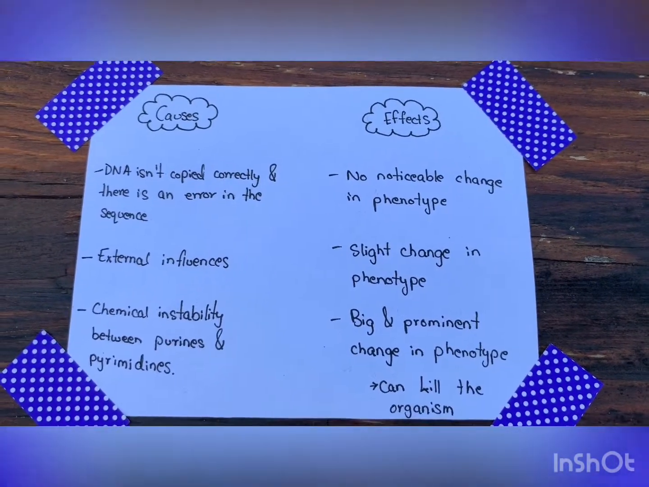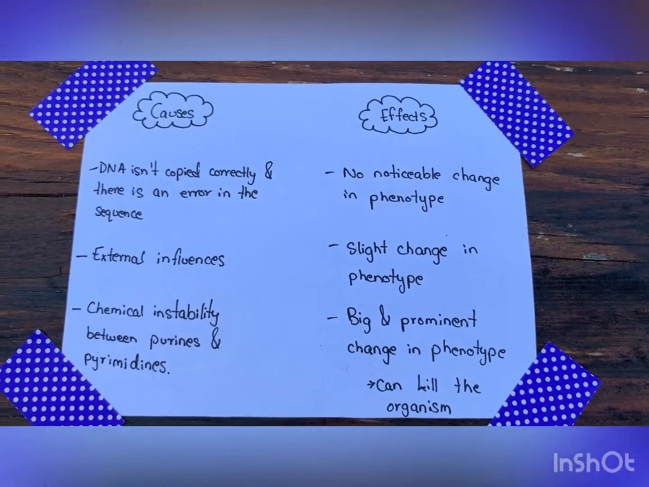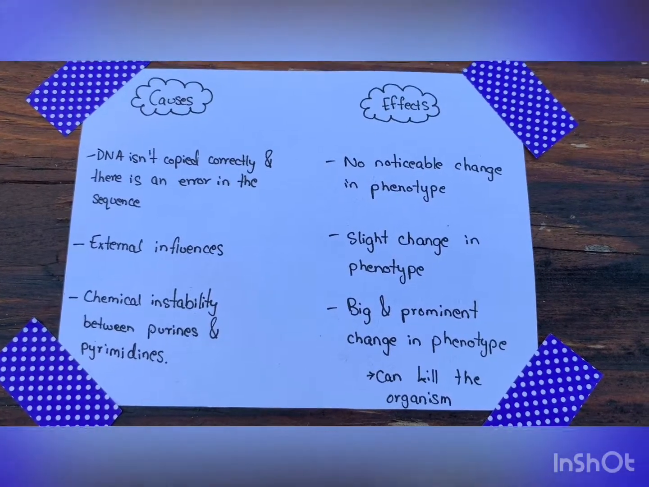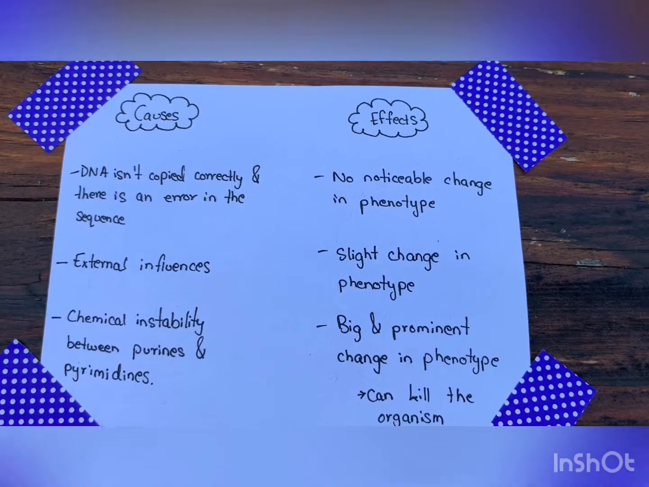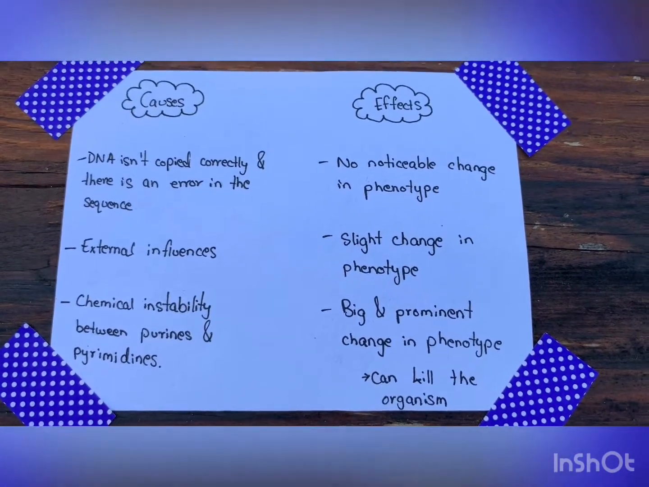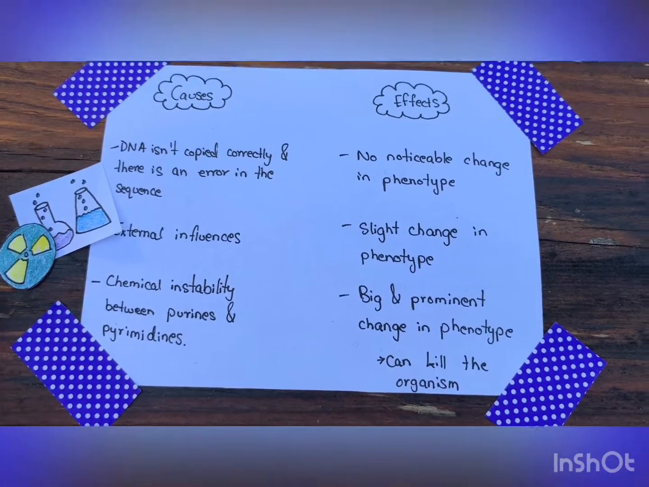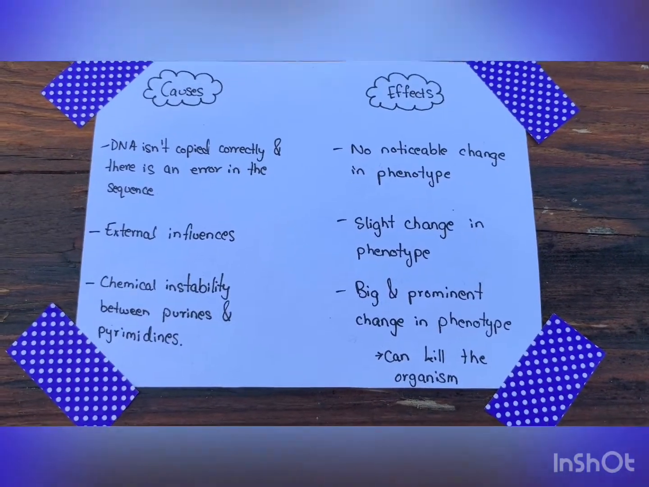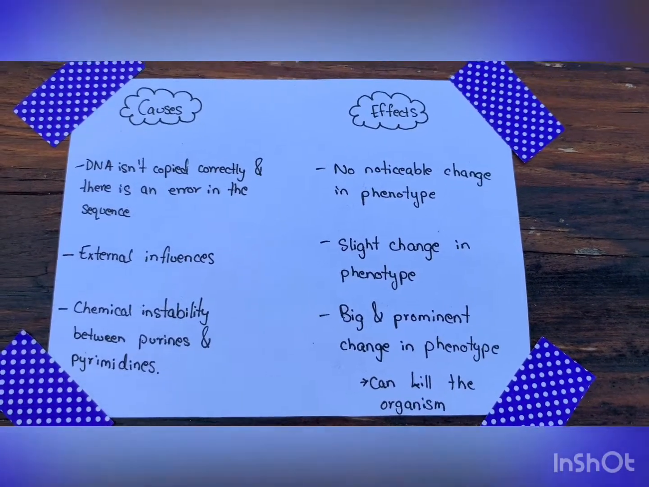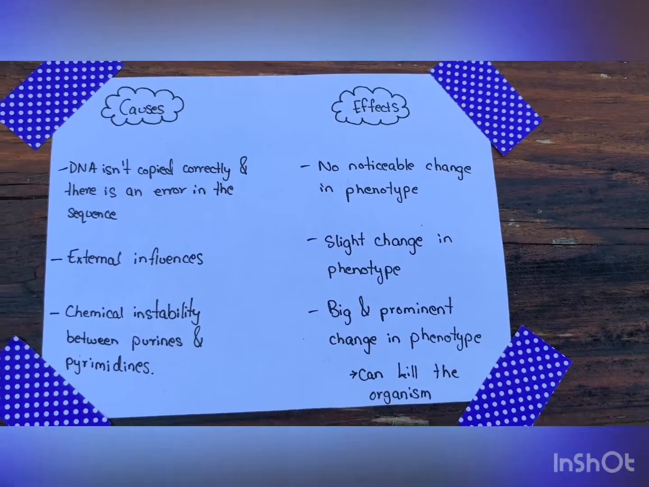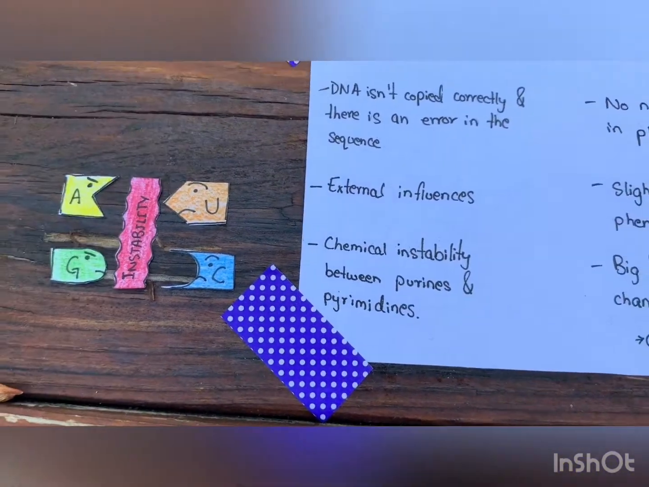There are three main causes of germline mutations. The first is that the DNA isn't copied correctly and there is an error in the sequence. This means that a base has mutated and it can lead to a change in the protein made. This can be harmful at times. Another reason is external influences, like chemicals and radiation. The last cause is chemical instability between purines and pyrimidines: A, C, G, and U.